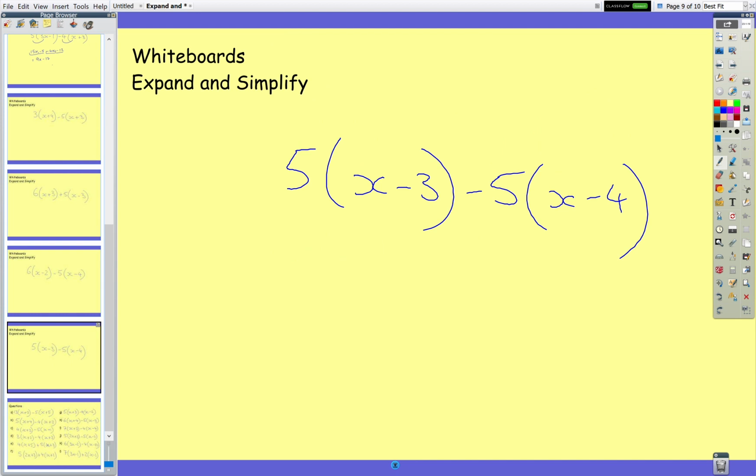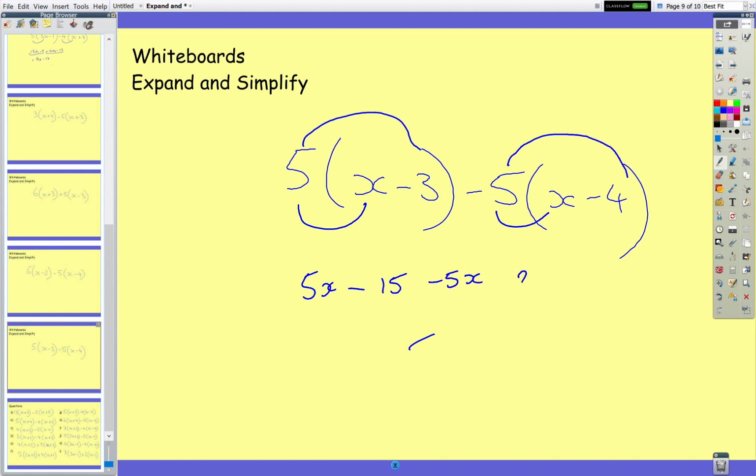Now hopefully you're back with me. So 5 times x gives me 5x. 5 times minus 3 gives me minus 15. 5 times 3 gives you 15. Negative. There is a positive here, but we never write it, so negative wins. Then here we've got negative 5x. And then 5 times 4 gives me 20. Minus and a minus make a plus.